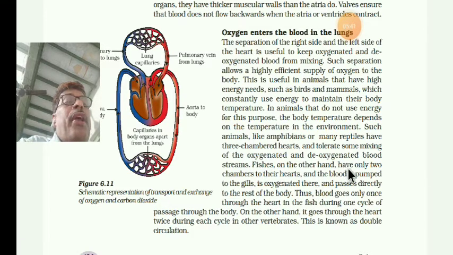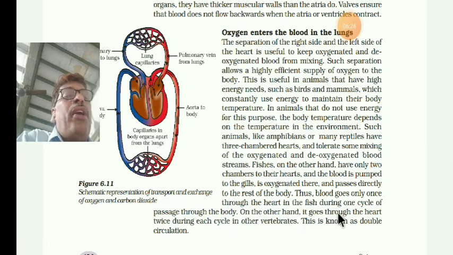Fishes, on the other hand, have only two chambers in their hearts. The blood is pumped to the gills and is oxygenated there, and then it does not come back to the heart but passes directly to the rest of the body. Such a type of circulation is called single circulation. Thus the blood goes only once through the heart in fish during one cycle through the body. So we call it single circulation.